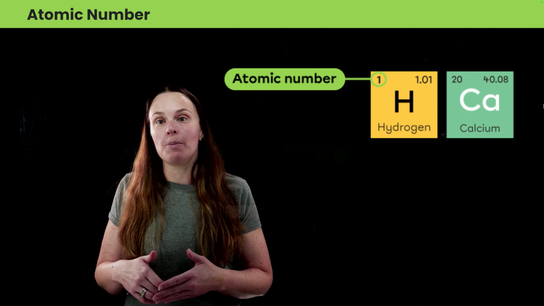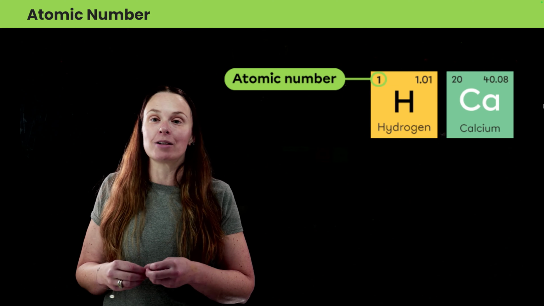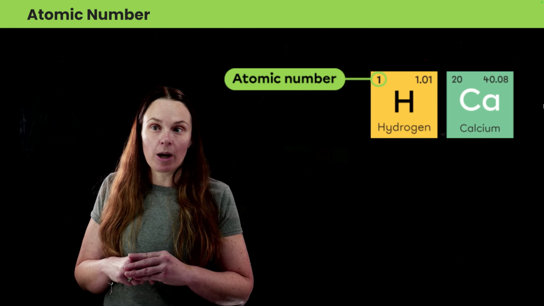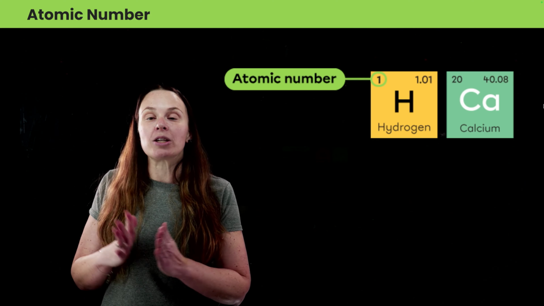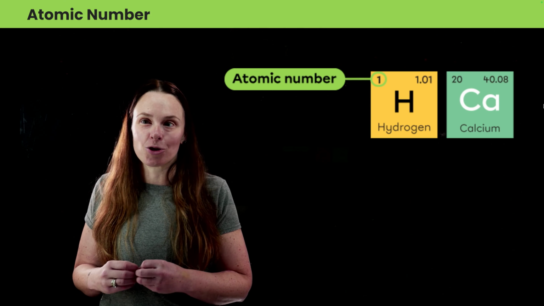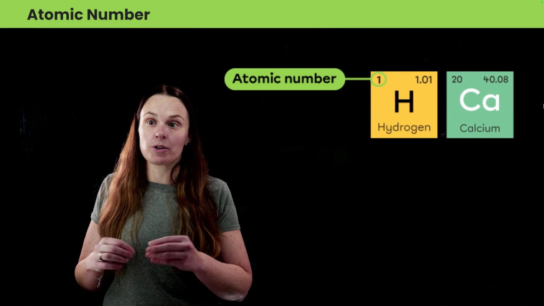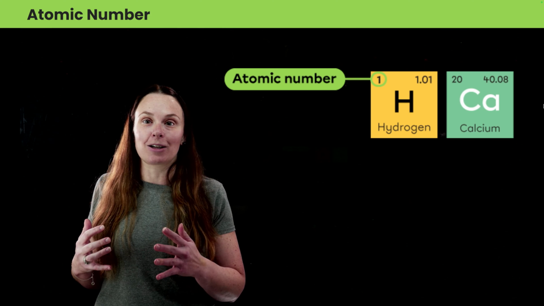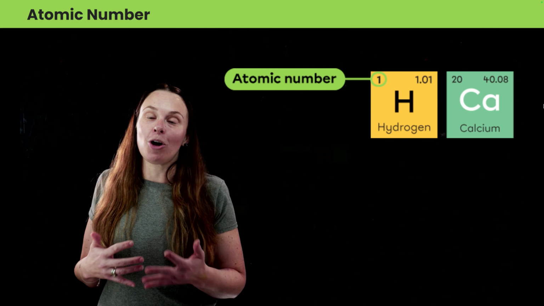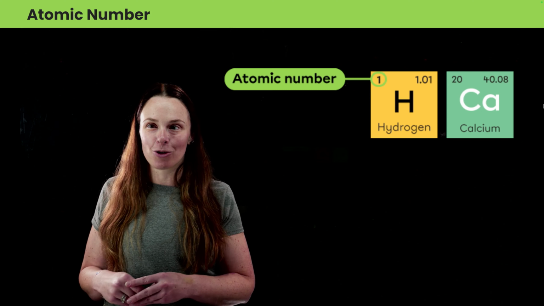But the other thing that's cool about the atomic number is that it represents the number of protons in the nucleus. And it's really important to remember that atomic numbers are always going to be whole numbers, okay? So you're not going to get a decimal. The atomic number is the number of protons in the nucleus, and it's also the number of electrons because these are neutral atoms. So we want to make sure that protons and electrons are equal. If there's 1 proton, there will also be 1 electron. If there are 20 protons in calcium, there will also be 20 electrons.